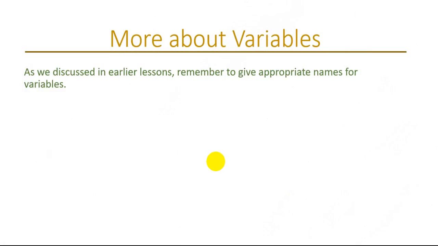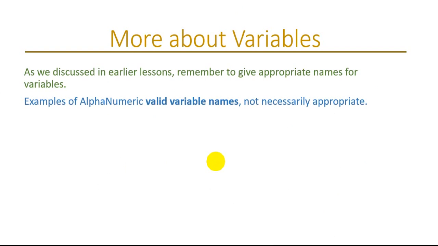As discussed in earlier lessons, we are told that variable names should be properly named. So let's see some more examples of exactly what we mean by that. We are talking about only two types of data: alphanumeric and numeric.